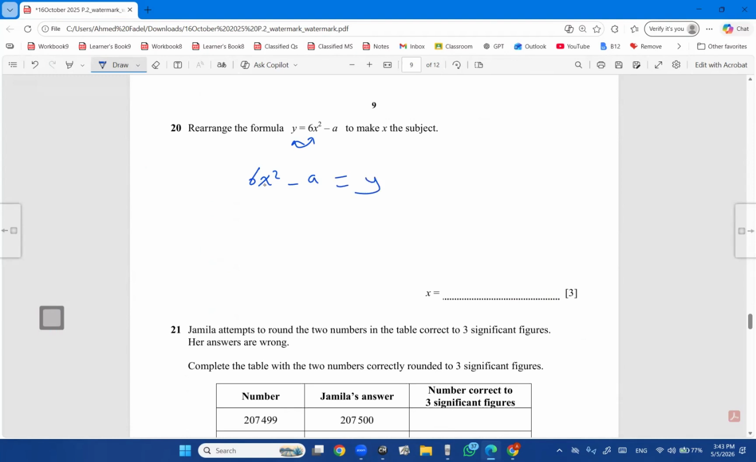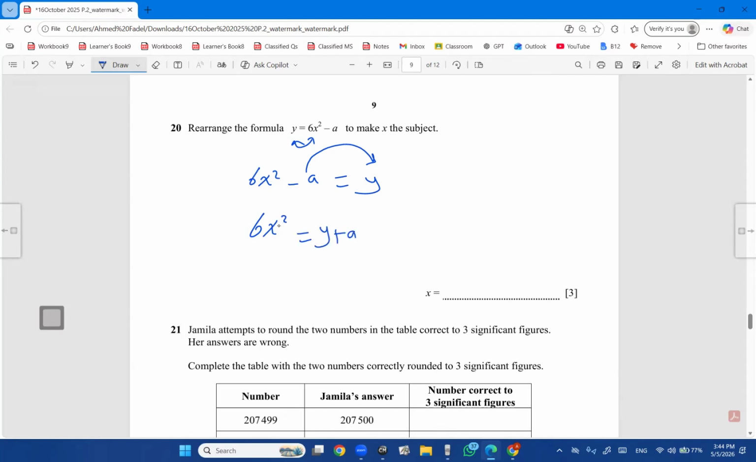Fine. The last thing that happened to x is what? X got squared, mister, first. Good. Then the answer of x squared got multiplied by 6. Excellent. Then I subtracted a at the end. Perfect. And then you start with the end. Send it to the other side, plus a. So 6x squared equals y plus a.